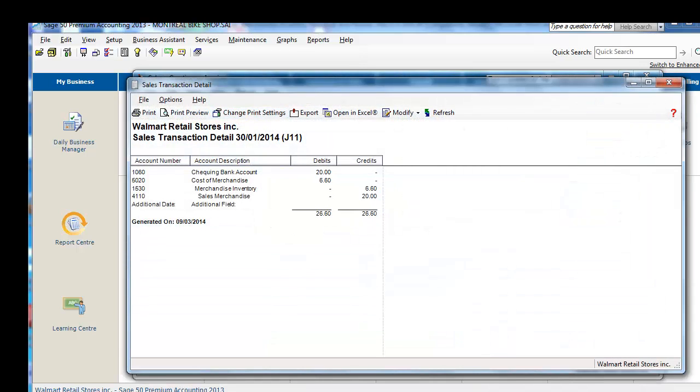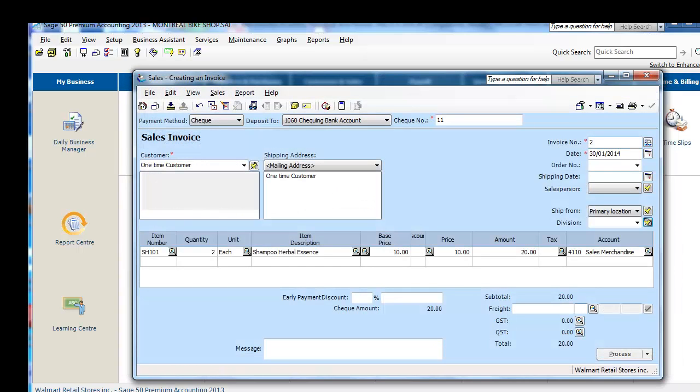System transaction is that we will receive $20 from the customer. We will have recorded a sale of $20, and we have cost of merchandise $6.60. We're going to check this out to make sure that it is the average cost. And merchandise inventory will reduce $6.60 from our balance sheet. So our inventory amount will decrease. Now let's process the transaction.